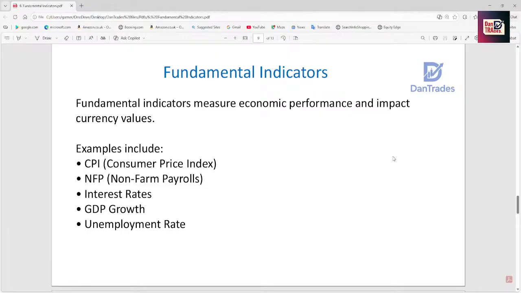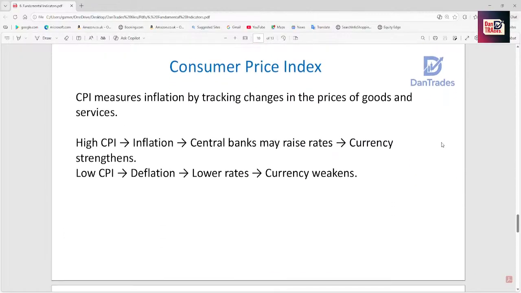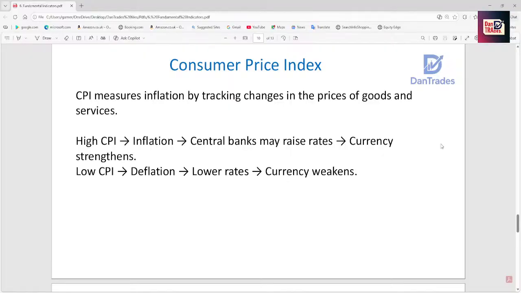Now, let's start with the CPI as usual. The consumer price index is very important. It shows how the price of goods and services changes within a specific period of time. Simply put, it tells you how much the cost of living has increased or decreased. Simple. That's CPI. You don't have to think much about it.